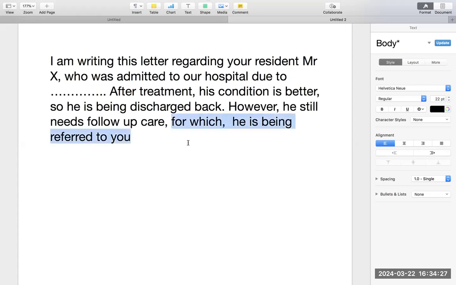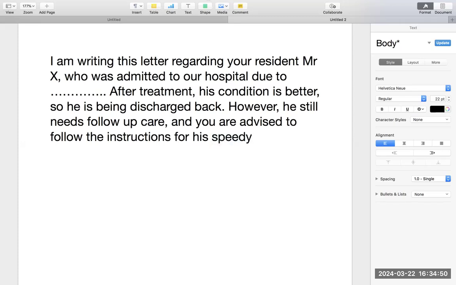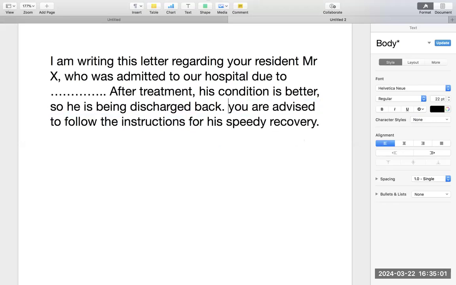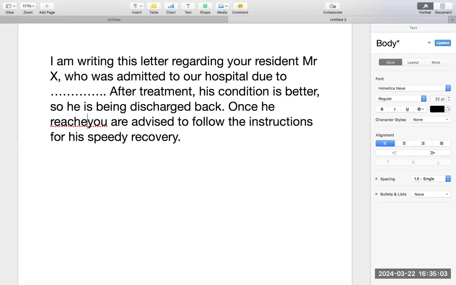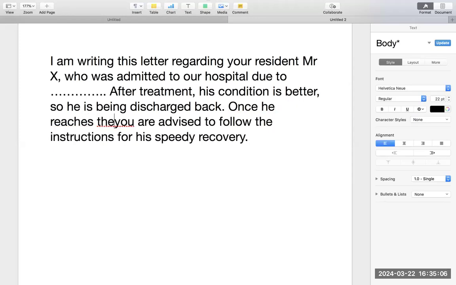However, he still needs follow-up care and you are advised to follow the instructions for his speedy recovery. That's it. No more changes. Otherwise, I normally write "however," but I don't write this word. Then you say, this is better. Obviously, this is better. You can follow any method, but this is better. I will tell you why.